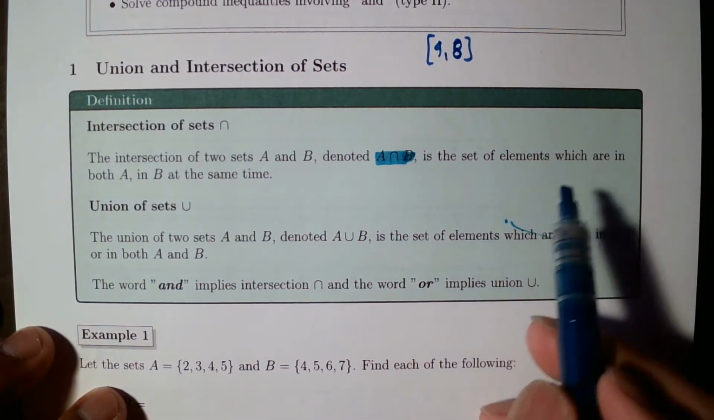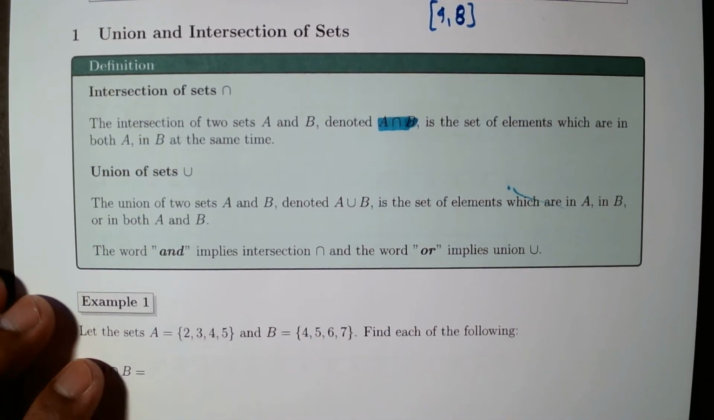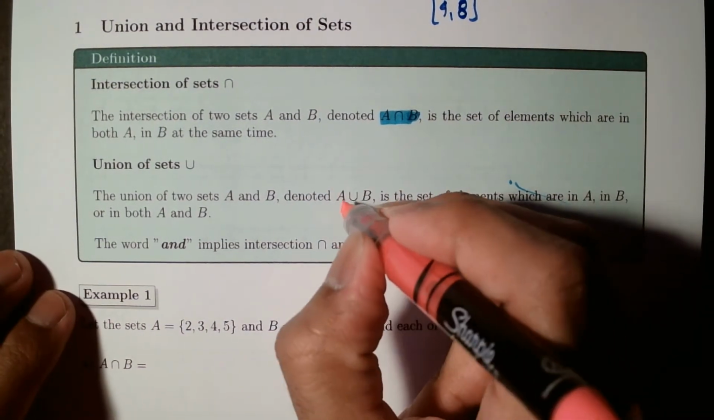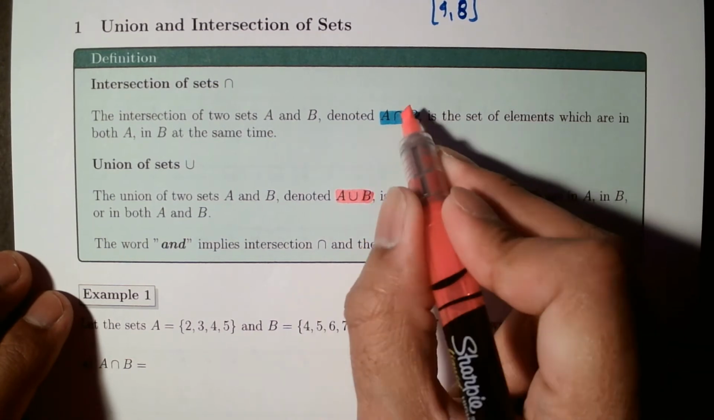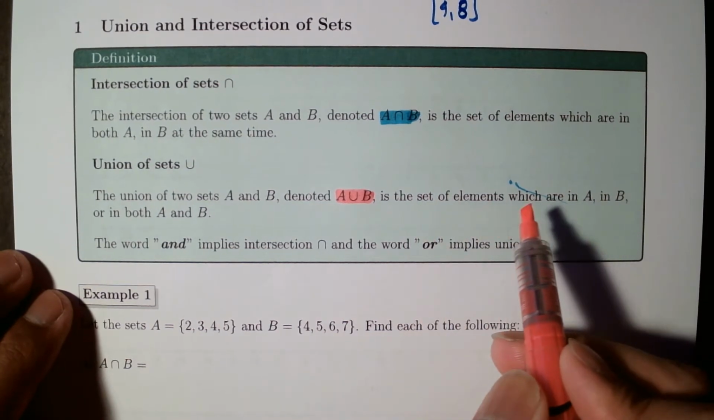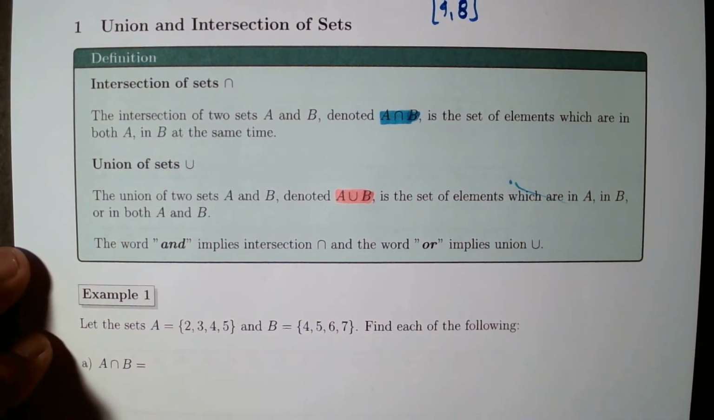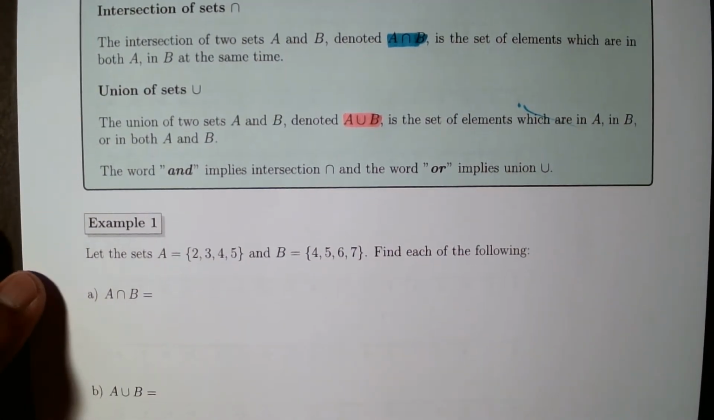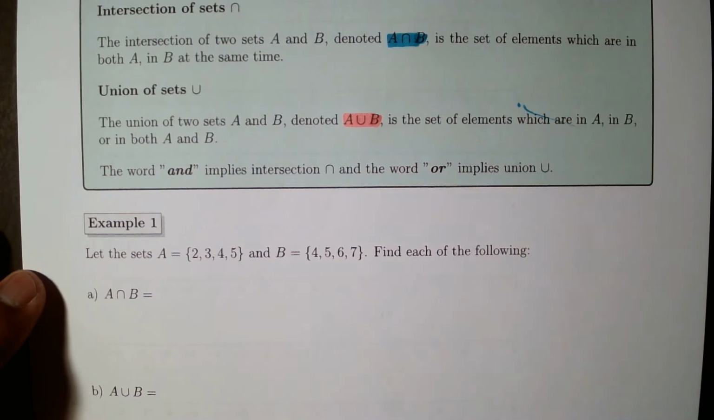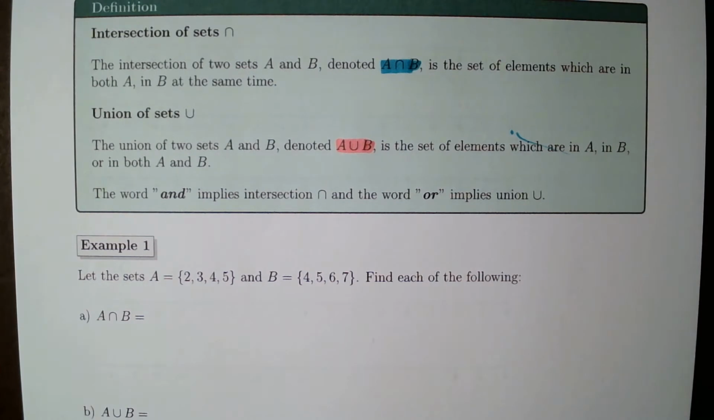A cap B is the set of all elements that are in both A and B at the same time. Whilst the union of two sets A and B, denoted A union B, is the set of elements that are in A, in B, or in both A and B at the same time. The word and implies looking for the intersection, and the word or implies the union of sets.